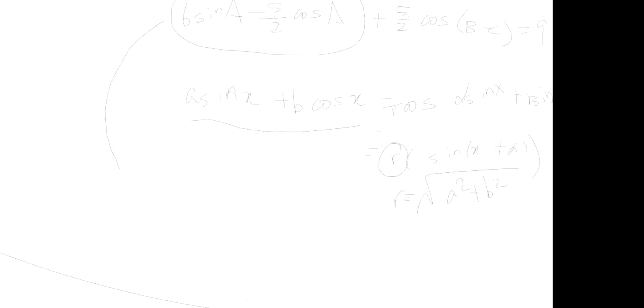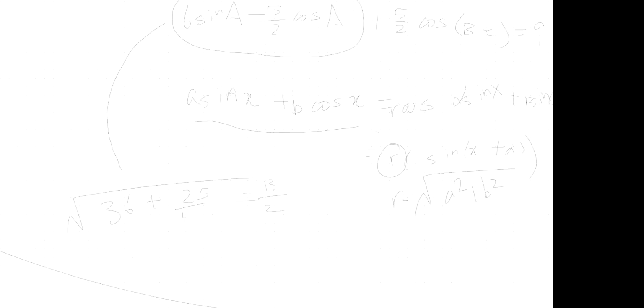And in this case, the max will be root of 36 plus 25 over 4, which simplifies to 13 over 2. So that will be the max of 6 sine A minus 5 over 2 cosine A.